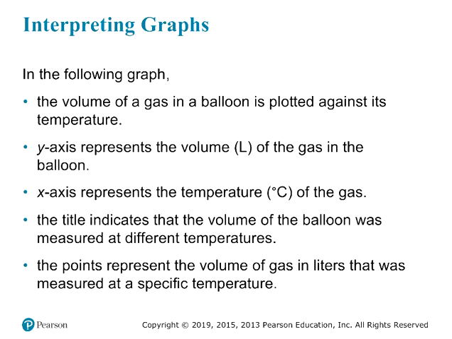Okay, so in the previous graph, we saw that the volume of a gas in a balloon is plotted against its temperature, and the y-axis represented the volume of the gas in the balloon, and then the x-axis represented the temperature of the gas in the balloon. And then the title indicated that the volume of the balloon was measured at different temperatures, and the points on the graph represented the volume of gas in liters that was measured at a specific temperature.